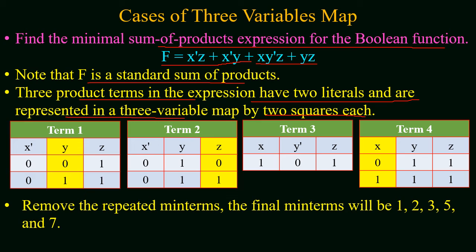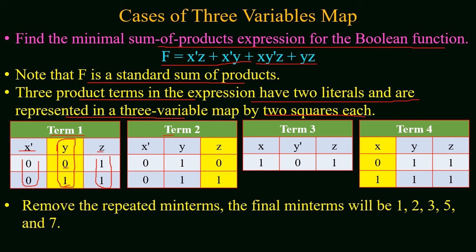Like if we analyze the first term, which is x prime z. Now we know that if a minterm consists of a prime literal, this means that variable has a value of 0, and if an unprimed literal is used, this means that variable has a value of 1. So we will introduce the missing variable with 2 possible combinations, that the variable may have a value of 0 or 1. In the first term, y is the missing variable, so we will introduce it and the term will be x prime y z, and the possible minterms will be 0, 0, 1 and 0, 1, 1.